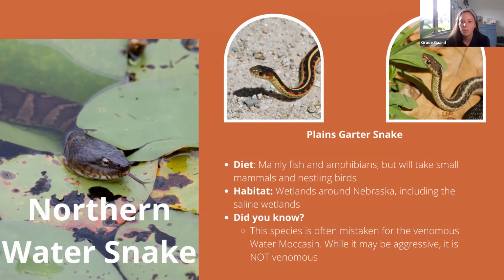And then I wanted to mention the plains garter snake, which you can see there are two pictures up there, and that's because there are two actual color varieties. There's one that has that red that runs along the black and yellow line, and then there's the other with more of a brown line that runs down the other color pattern. So plains garter snakes will be found in wetland areas across Nebraska as well, including the saline wetlands. They're also not really venomous in Nebraska.